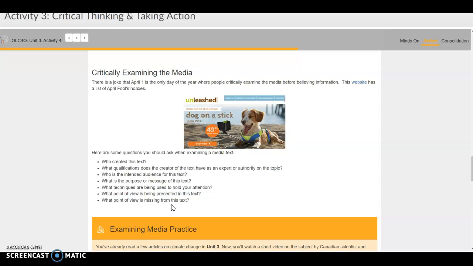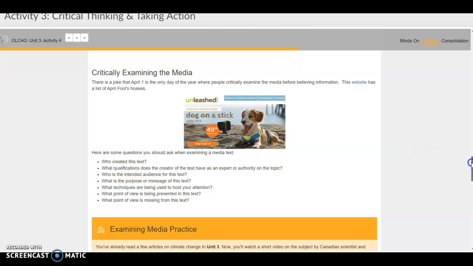Oftentimes in the media, we get a one-sided opinion, or we only get to hear one side of an issue in a media message. Usually we get the opinion of the author or the opinion of the company that is presenting the message. So what's important to realize is that oftentimes there is another side to the story or another side to the message that we're hearing. And we can remind ourselves and maybe think about that more if we ask ourselves these questions.